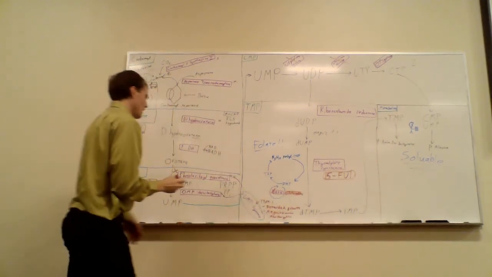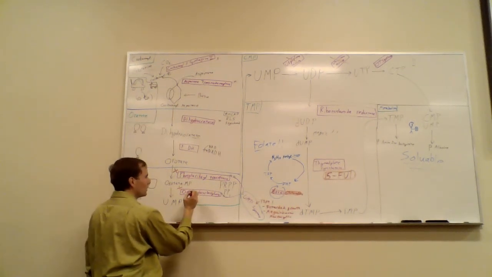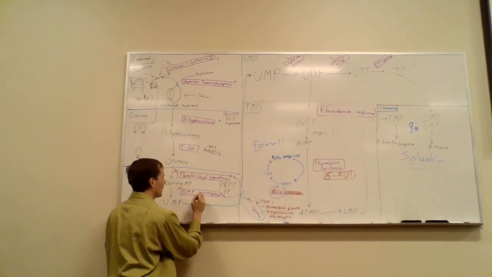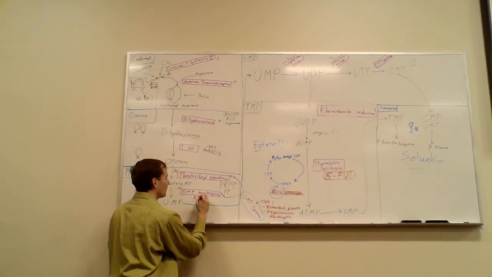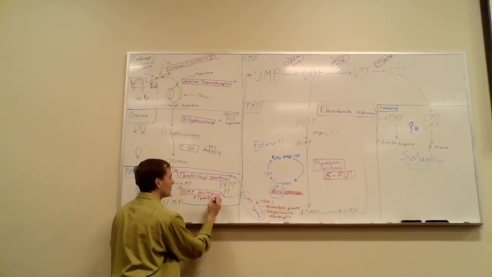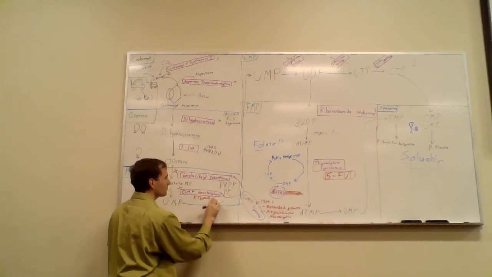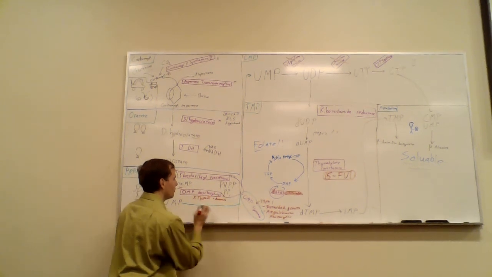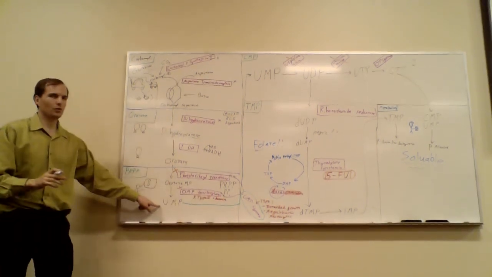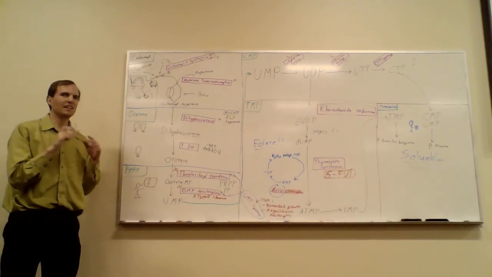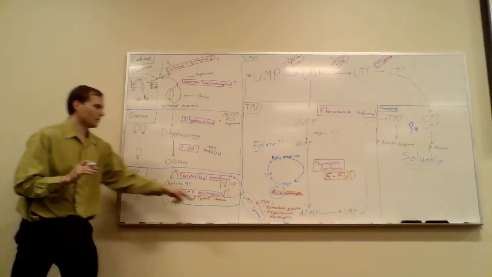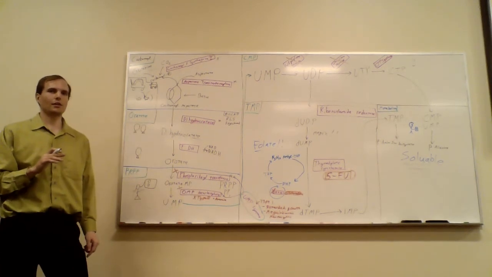Okay? And then type 2 is only the OMP decarboxylase. And so I'm going to go ahead and put right here, type 2. And this one only has the anemia. It doesn't slow down or break the production of UMP and the other pyrimidines enough to give you the retarded growth, but you still get anemia, the same megaloblastic macrocytic anemia.